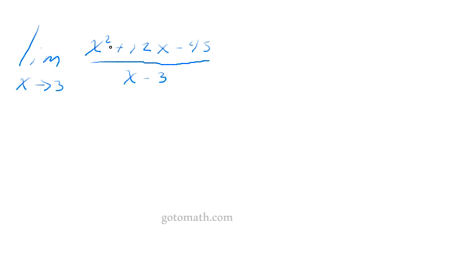So if we were to do the direct substitution, we're going to end up getting a 0 in the bottom and 0 in the top, which means that we probably are going to be able to factor some stuff out and cancel. So let's actually do that. Let's factor that numerator.